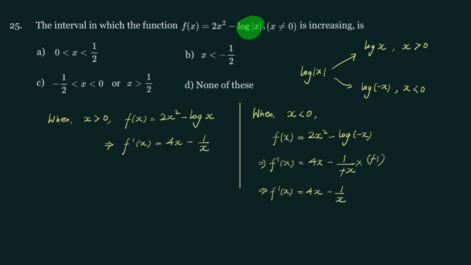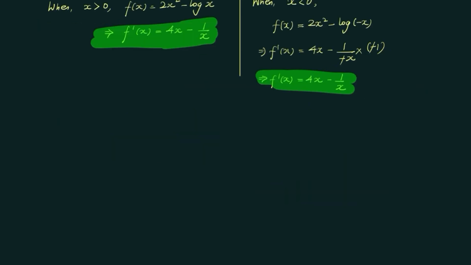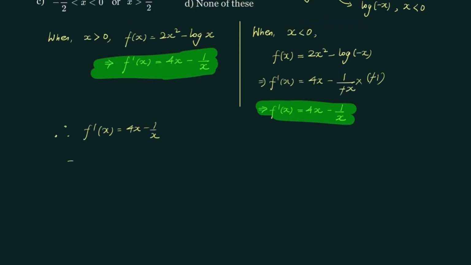Now if you notice, the functions are different when x is greater than 0 and less than 0, but the derivatives of those functions are the same in both cases. So therefore my derivative is simply 4x minus 1 by x. So this f dash x can be written as 4x square minus 1 by x, which is equal to (2x) whole square minus 1 square by x. So it can be written as (2x plus 1) into (2x minus 1) by x.